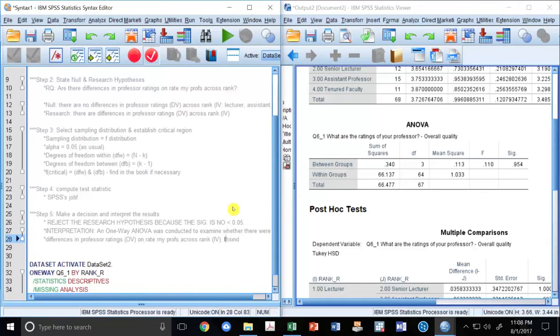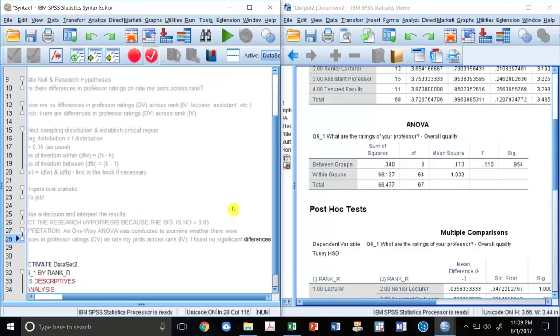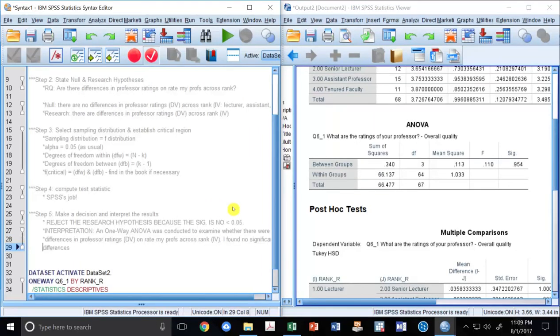I always put we because I collaborate a lot, so I'm used to writing we found. I write that way too often. So instead you can write I found. Some social scientists will say speak in the third person. So say something like it was found, which I find very strange, so I write in the first person. So I say something to the effect of I found no significant differences across rank.